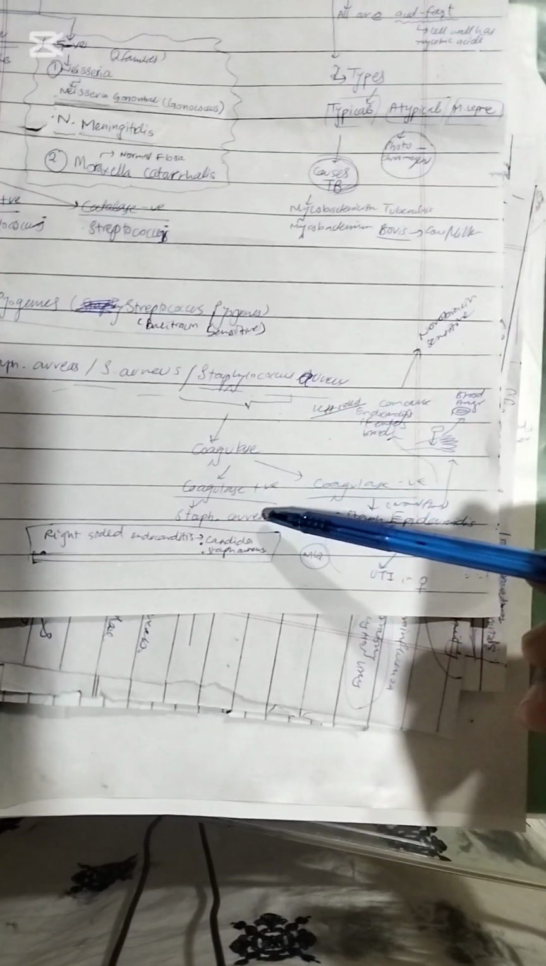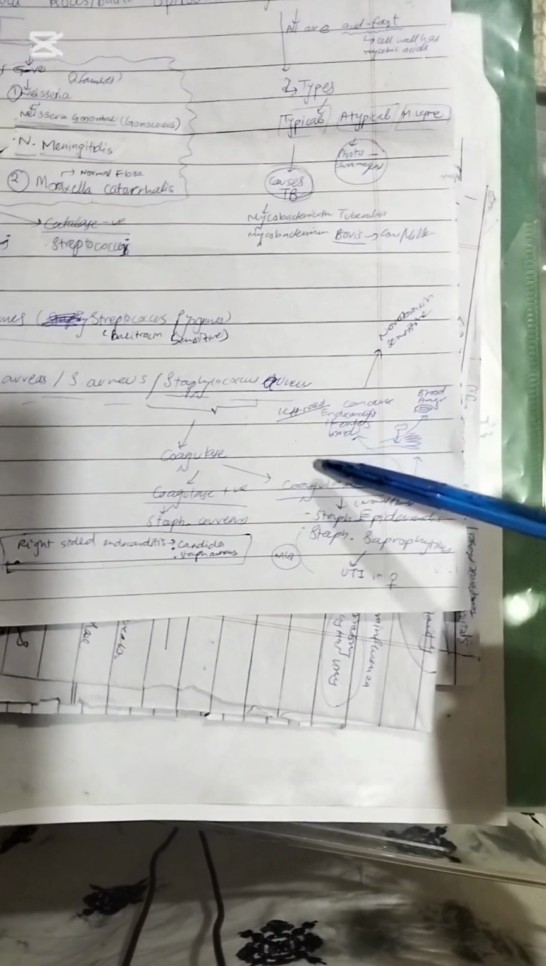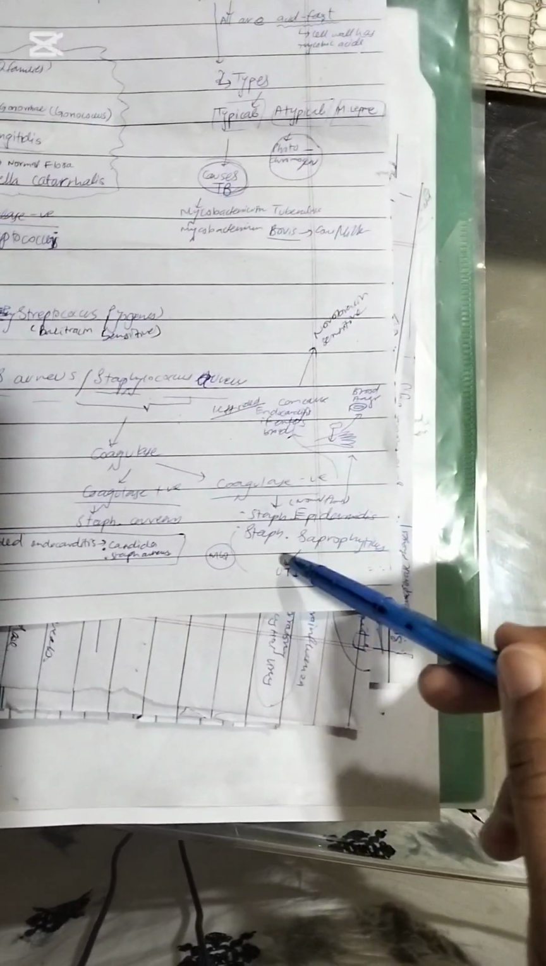If we talk about the coagulase negative ones, then we have Staph epidermidis, which is a normal flora, which is present on the skin, and it causes left-sided endocarditis if it enters the blood, and it is novobiocin sensitive as well. And now let's talk about Staph saprophyticus, and it is going to cause UTI in females.